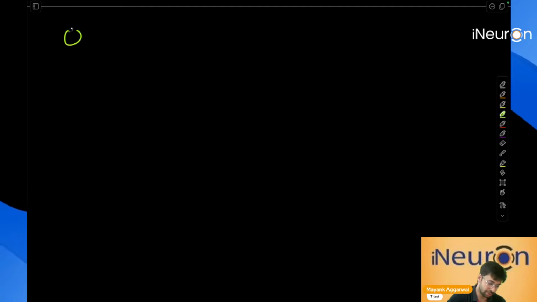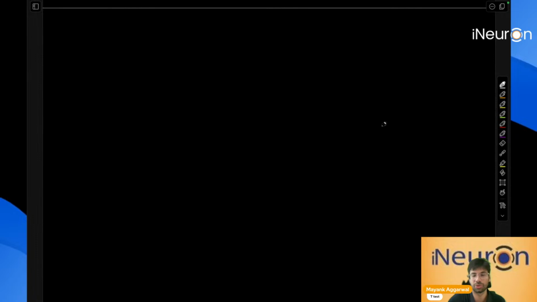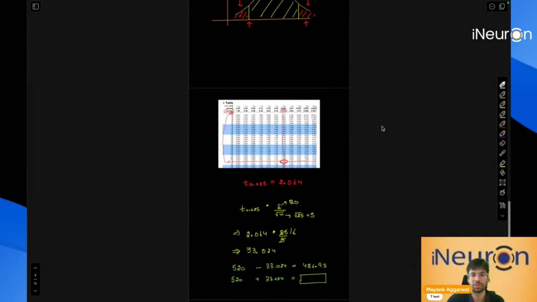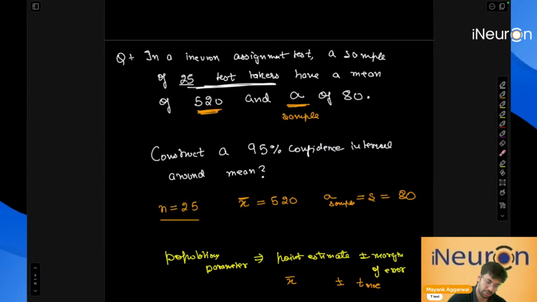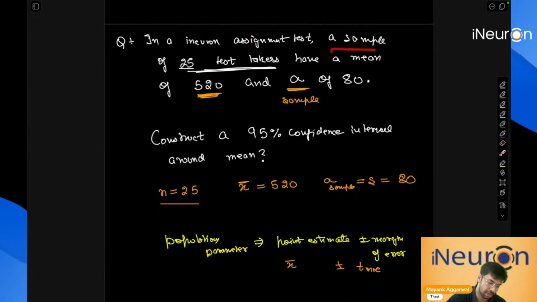Meanwhile, I'm writing a question which you all have to solve yourself. Let me first show you all the calculations which you have done. Let me quickly revise the question so that the next question is easy for you to understand. In an iNeuron assignment test, a sample of 25 test takers have a mean and sigma of 80. This is very important to understand: the sample size, mean, and the standard deviation are given to us. Here the standard deviation is of the sample.